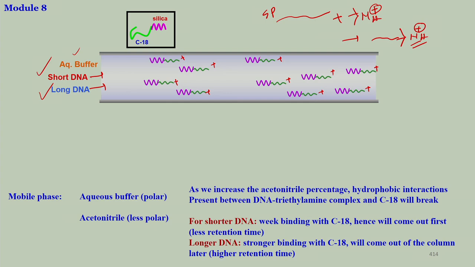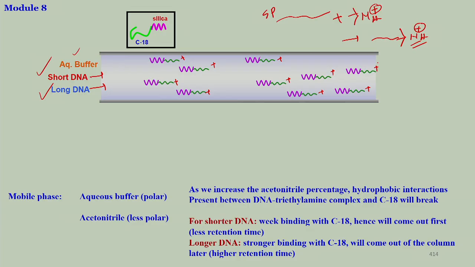you send it through the column and they will interact with your stationary phase. Short DNA would be stuck, but weakly stuck. Longer DNA would also bind, but strongly bind. Now, they are inside this, nothing is coming out. Now, you have to take them out. Now, you inject the mobile phase.